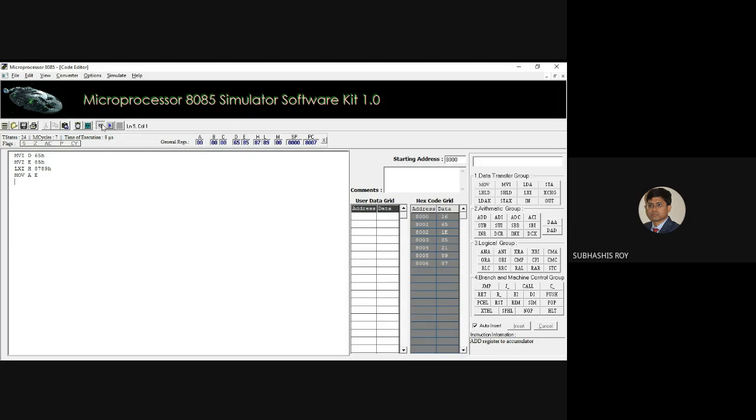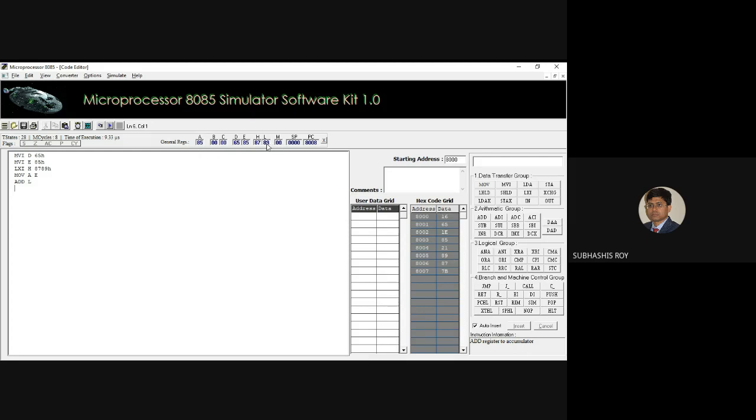So you see, you have 85 in the accumulator. From E, it is copied to the accumulator. Now you can add with L. So now I can use ADD L here. If I use ADD L here, the microprocessor will add the accumulator content 85 with this L content 89.